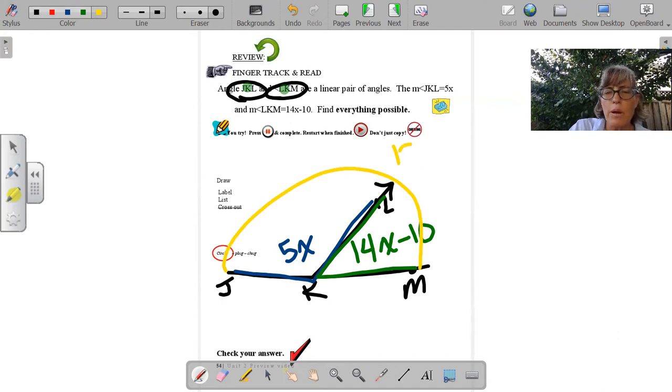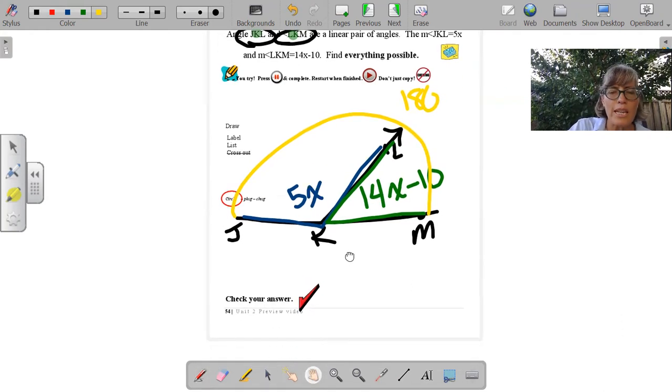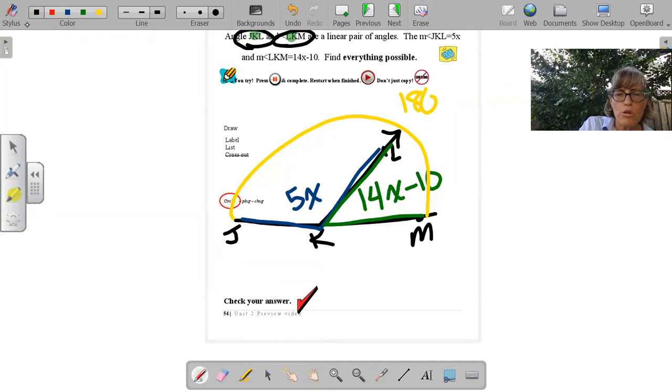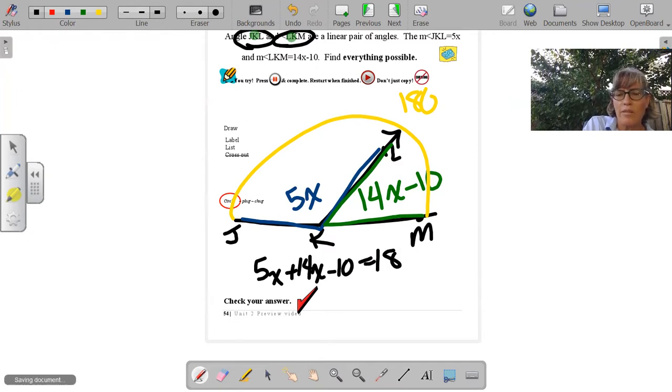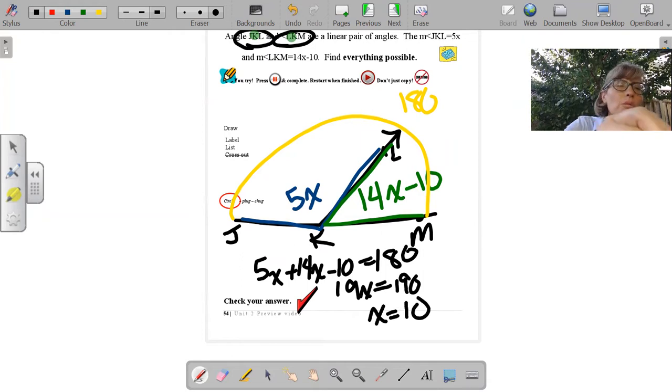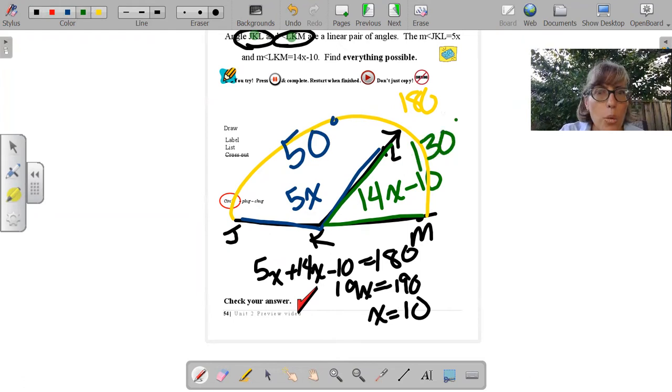Linear pair, share a spine, make a line, which means you add up to 180. So you should have done 5x plus 14x minus 10 equals 180. That's 19x equals 190, x equals 10, which makes this 50 degrees, and this is going to be 130. Correct your work.